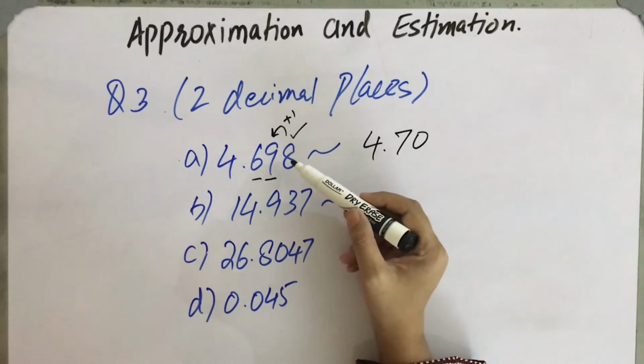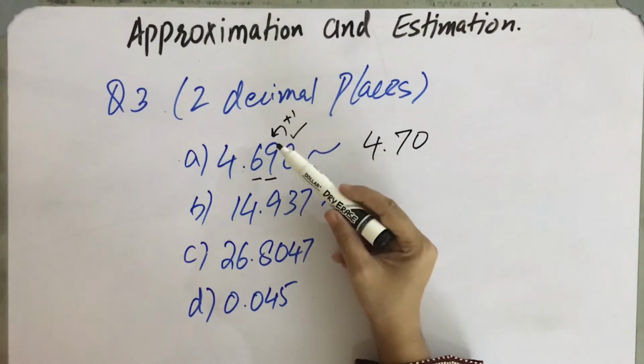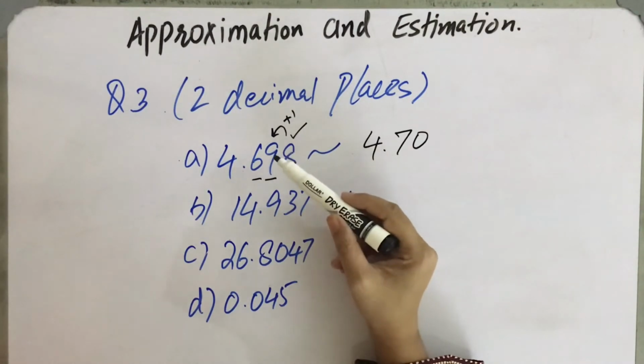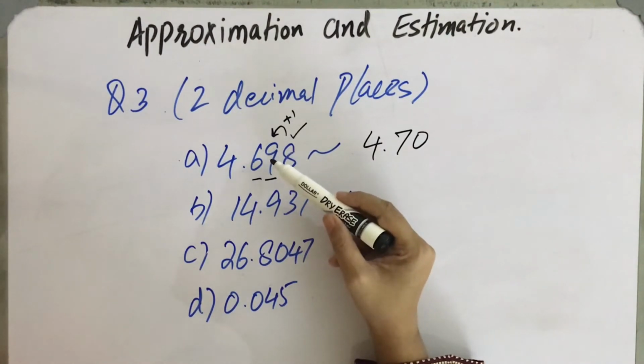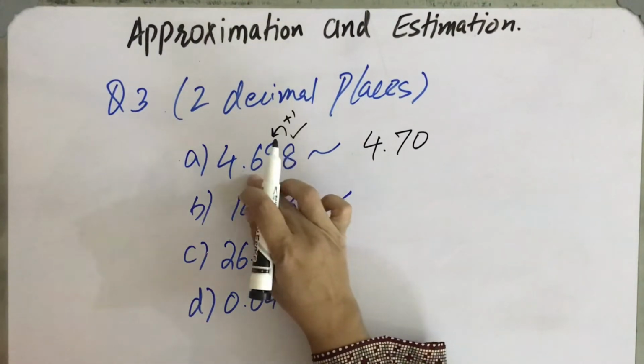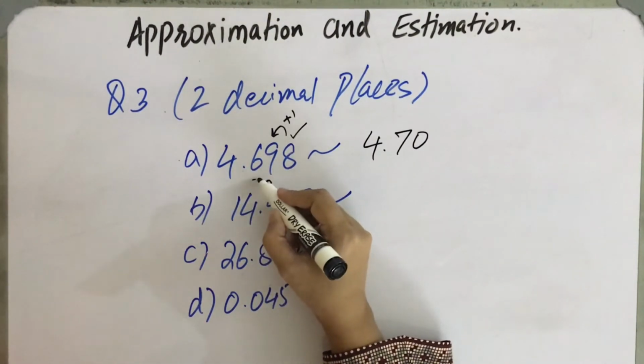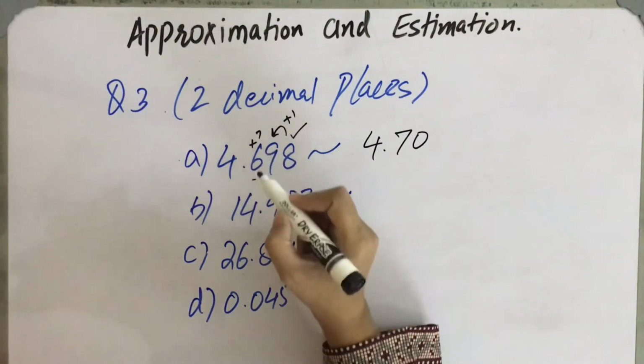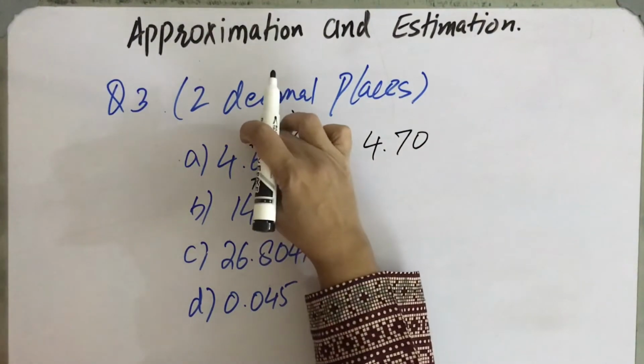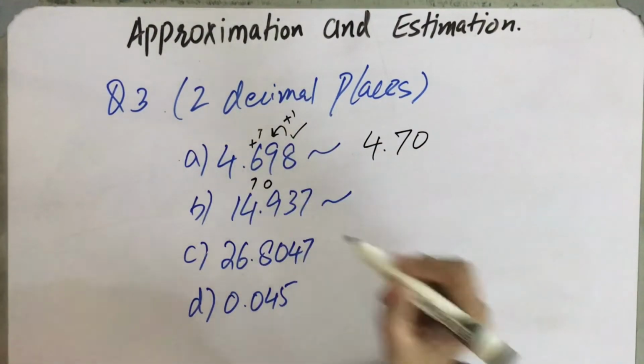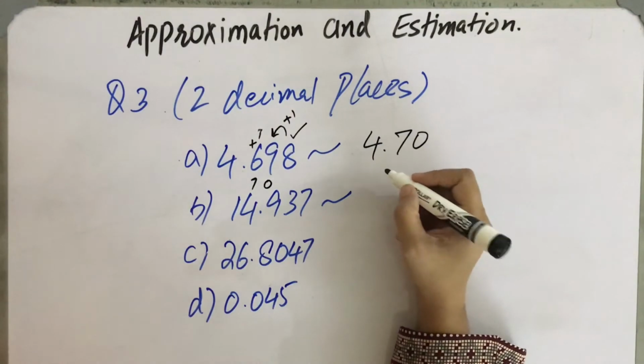8 is more than 5. It will give 1 to 9 and we shall drop it. Now this 9 has become 10. It will itself become 0 and it will give 1 to 6, and 6 will become 7. It will give 1 to 6 and our 6 will become 7. So the final answer is 4.70.